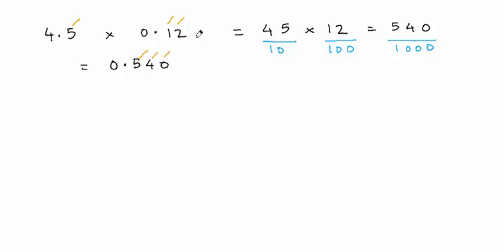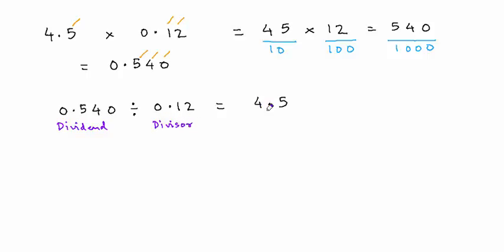Now let's try and change this multiplication sentence to a division sentence. The product becomes the dividend. So we have 0.540 divided by, pick any of the two factors, let's go with 0.12, is equal to 4.5. And this one's called the dividend. This one's called the divisor. And this one is the quotient, or the answer to the division problem.